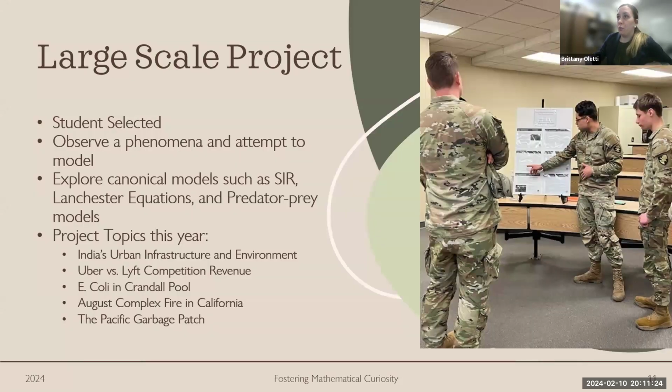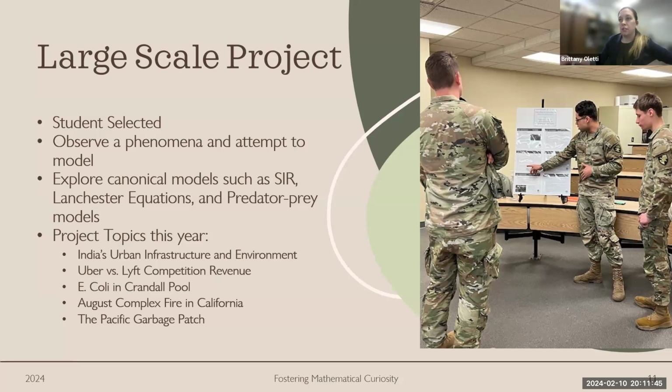Now for our large scale project, the students get to select their topic. They can either observe a phenomenon and attempt to model it, kind of like those strong models that had been discussed previously, or they can take one of these canonical models that they get taught in class, such as SIR, the Lanchester equations, or predator-prey competition models, and adapt those to a different scenario.